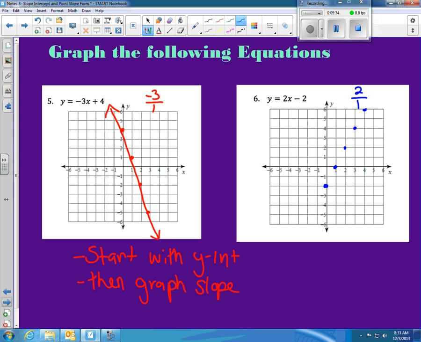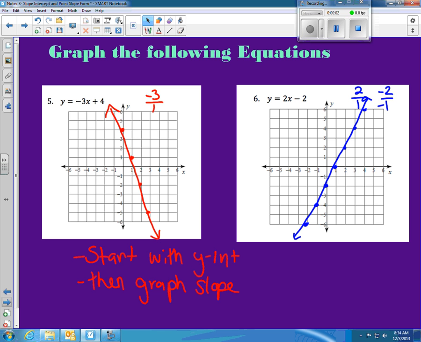Now, we can also go back the other direction. -2 over -1 is the same slope as +2 over +1. So we can go down 2. Again, I'm just going to make some little marks, and to the left 1. We can go down 2 and to the left 1. So let me erase those little extra marks for you. So there's our points for our graph.